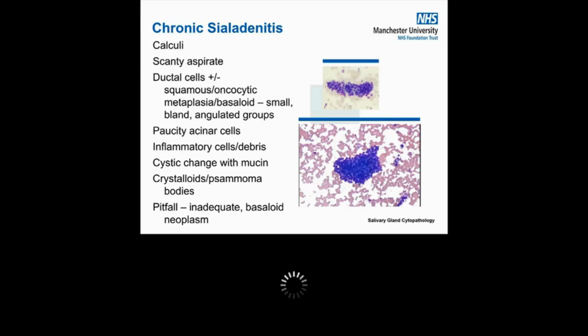The pitfall here is that given the paucity of the epithelial components in the samples, they are often inadequate. And conversely, if we see ductal epithelial cells that appear basiloid in the context of chronic sialadenitis, we can overcall the samples as a basiloid neoplasm.